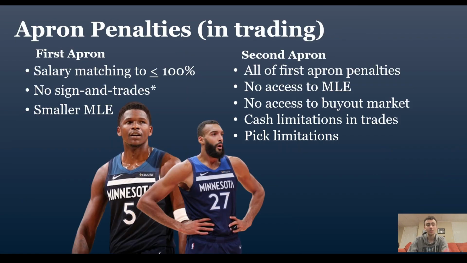Well, there are penalties. When you go over the first apron, your salary matching is limited to less than or equal to 100%. Now, what does this mean? Typically, when you are a non-apron team, you can take back 125% of your outgoing salaries in a trade. So, for example, if I was giving up a player that's making $9 million and taking back a player that's making $10 million, I could do that if I was a non-apron team. But when you're over the apron, you cannot do that.